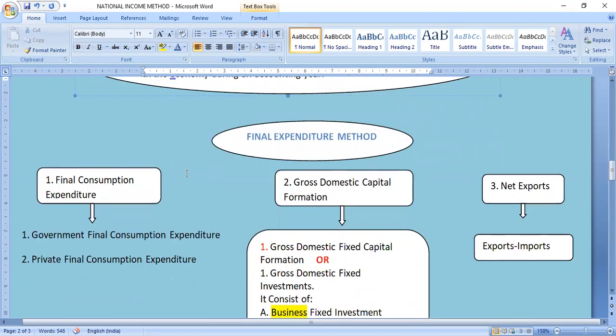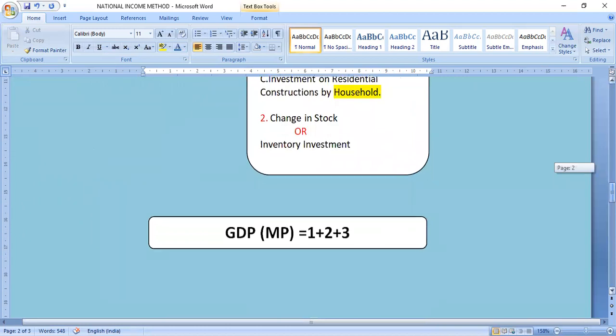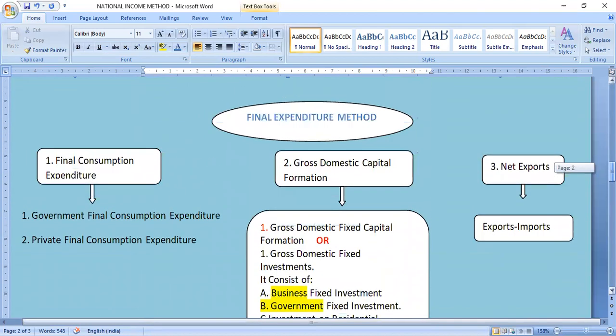The components of the final expenditure. The first is final consumption expenditure, the first major component. The second is gross domestic capital formation. Here we will study who does such types of expenditure and which type of expenditure is done by final consumption expenditure, capital formation and net export. Then we will include terms 1, 2 and 3, which is equal to GDP MP. So let's see first the final consumption expenditure.